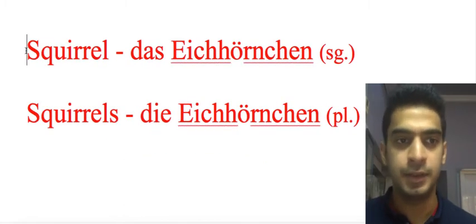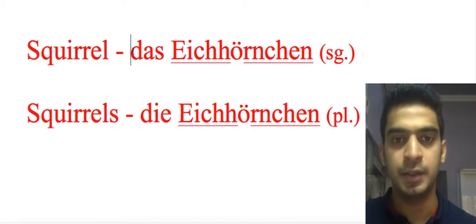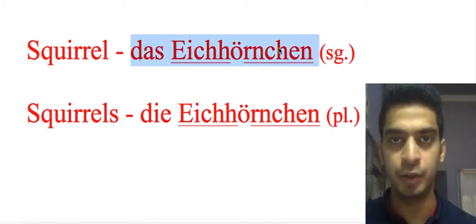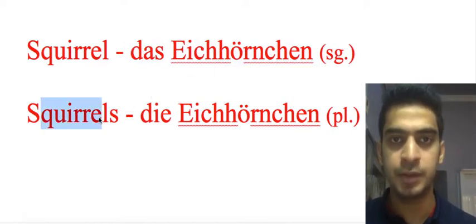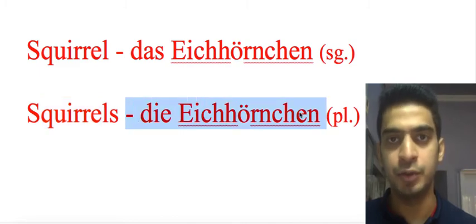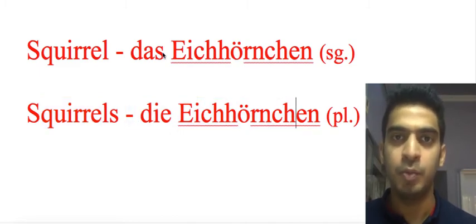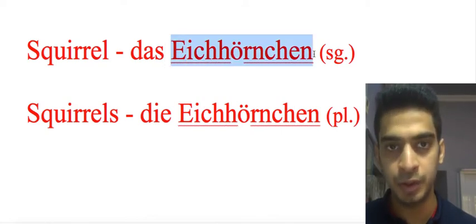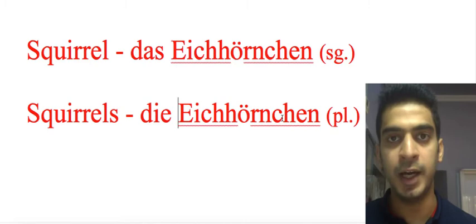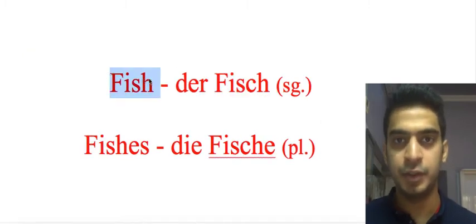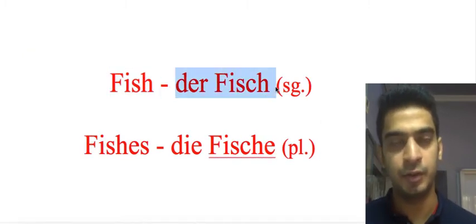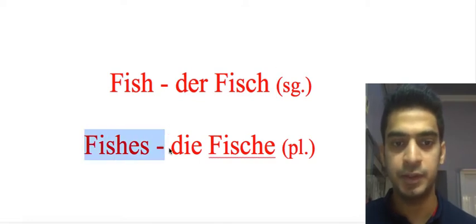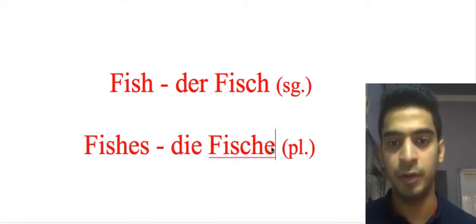Our next animal is squirrel. The word is das Eichhörnchen, singular form. Squirrels, the word is die Eichhörnchen. As we can see, both the words are completely the same. In singular form, we call it das Eichhörnchen. In plural form, die Eichhörnchen. Fish, der Fisch, singular form. Fishes, die Fische, plural form. We have an extra e at the last, die Fische, fishes.